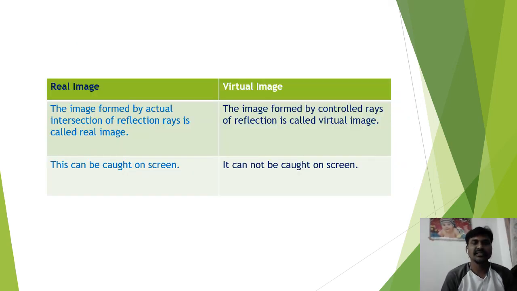Now we see the difference between real image and virtual image. The image formed by actual intersection of reflected rays is called a real image. This can be caught on a screen. The image formed by the apparent meeting of reflected rays is called a virtual image. It cannot be caught on a screen.